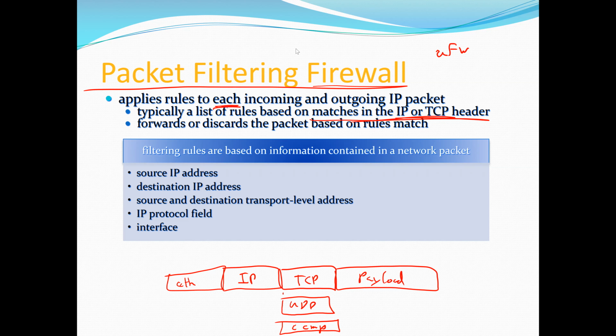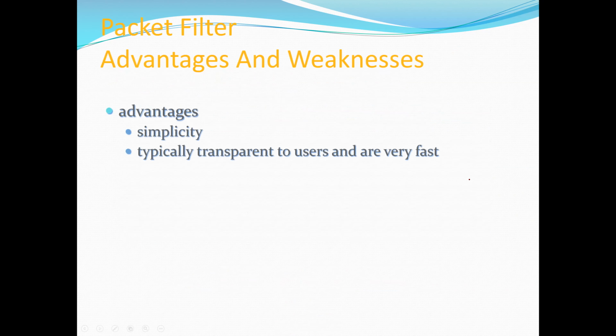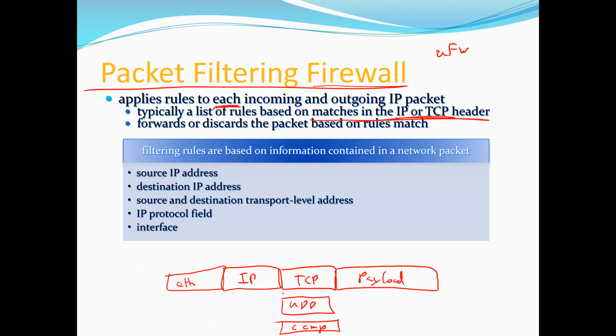All right. So you typically have a list of rules, right? And then the firewall decides to forward or discard the packet based on rule matches. We saw an example in the lab document where we saw drop or accept, right? So drop or accept. Okay, and so you have that piece of information.